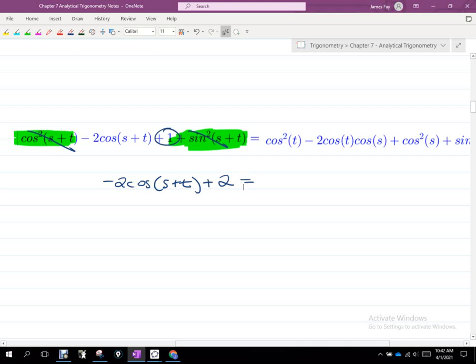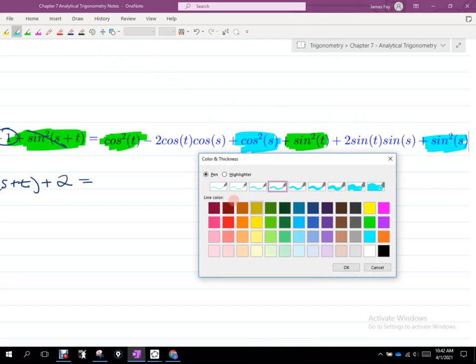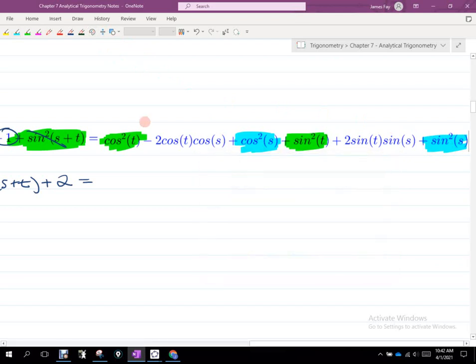Okay. Let's look at the right-hand side. Looking at the right-hand side, what does cosine squared t plus sine squared t turn into? That's a 1, right? What does cosine squared s plus sine squared s turn into? That's a 1. Okay, so together you now have 2 minus 2 cosine t cosine s plus 2 sine t sine s, right?